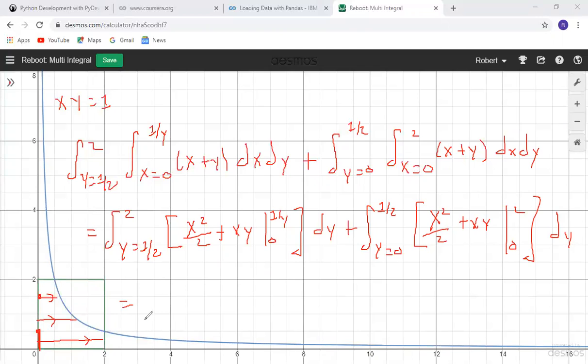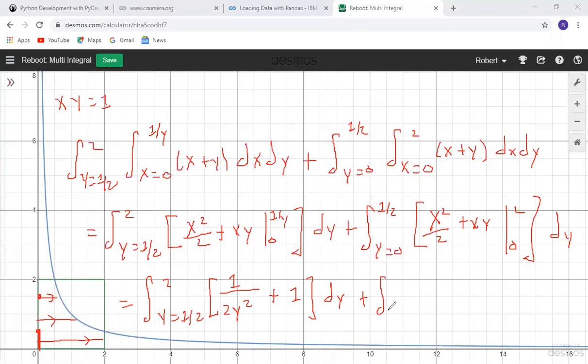And this is the integral y equals 1/2 to 2. If you look in the brackets here, x is going from 0 to 1 over y. So this is going to be 1 over 2y squared plus 1 dy.